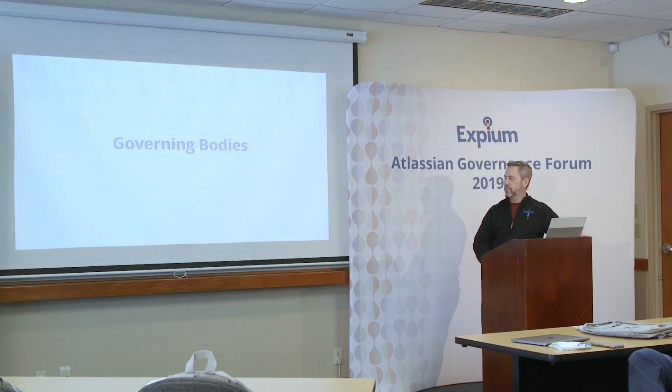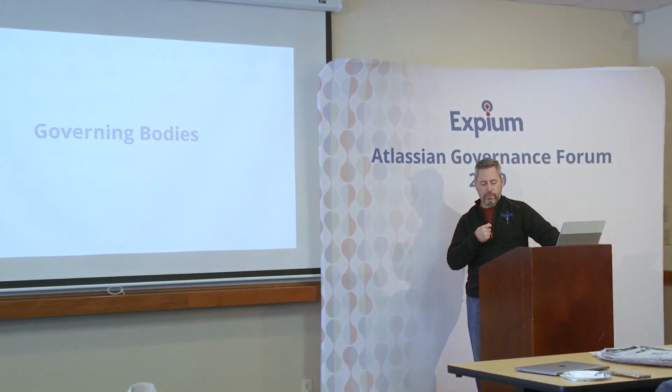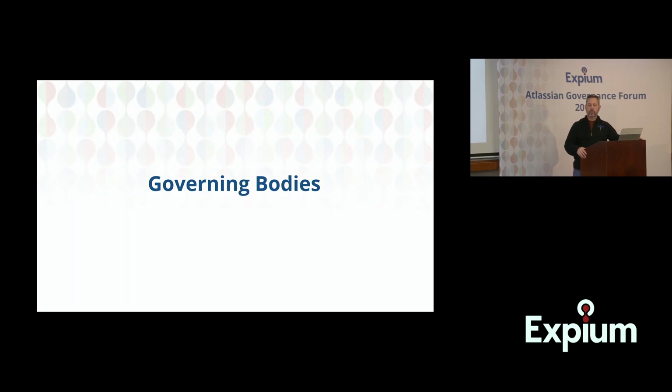Okay, so one of the things we actually talked about in the previous section was governing bodies. When we think about governance within our communities, we want to think about governance for the products as well as governance for the enterprise. And one of the elements in the governance for the enterprise is governing bodies. So what are some of the things that we can do to build a structure around governing bodies?